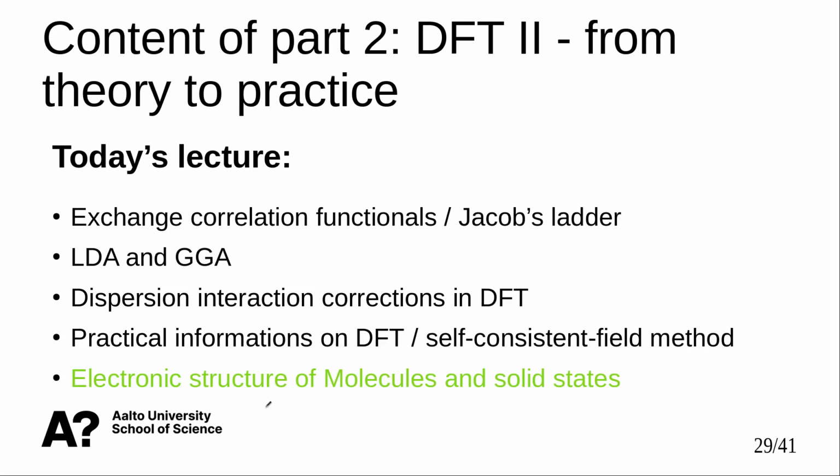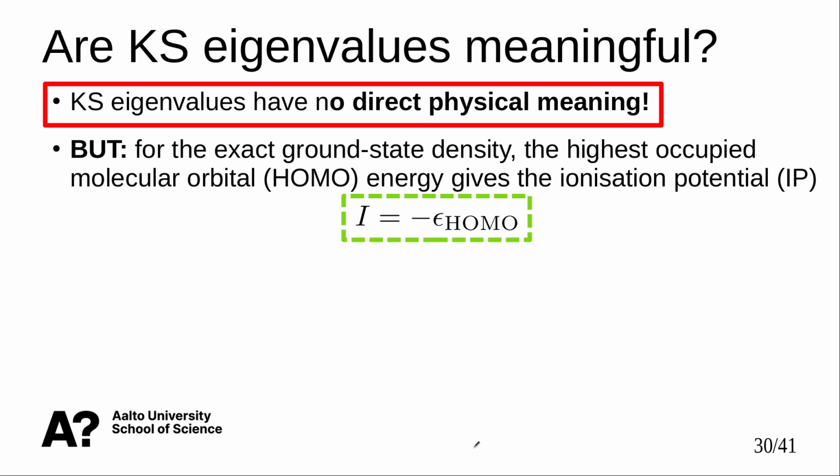Okay, welcome everyone back to this last part of today's lecture, where we want to discuss some practical applications for electronic structures for molecules and solid states. What can we actually compute and how do we compute it in actual molecular and solid state cases? The first question in that regard we want to answer: are Kohn-Sham eigenvalues actually meaningful?